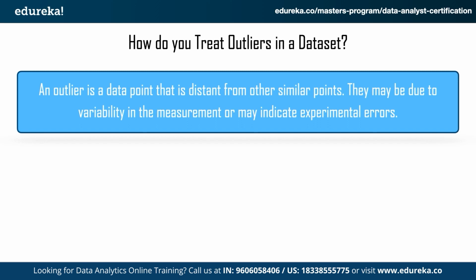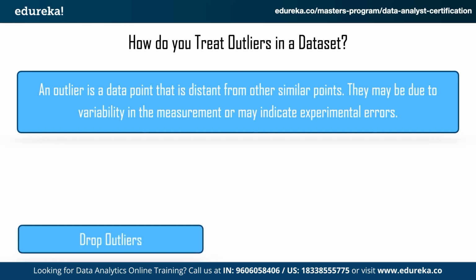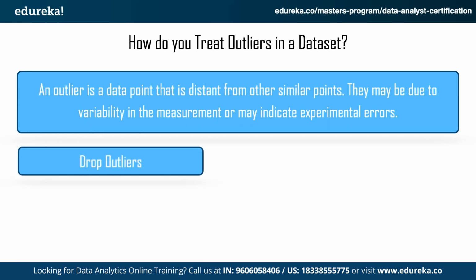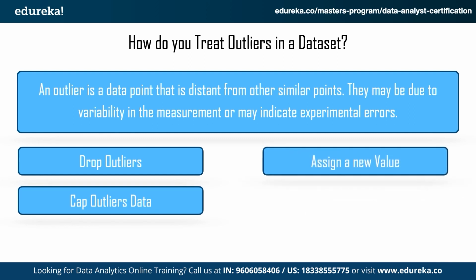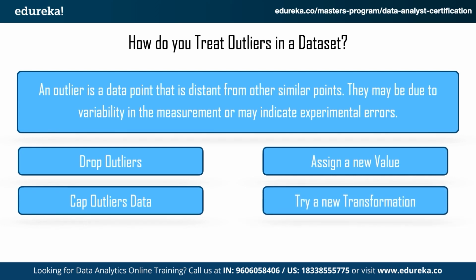Now, for you to treat outliers, the first thing that you can do is drop outliers, where you can just delete all the records that contain outliers. And the second method is capping outliers data. The third method is assigning a new value. You can assign the mean, median, or some other appropriate value over here. The fourth thing that you can do is just try a new transformation.